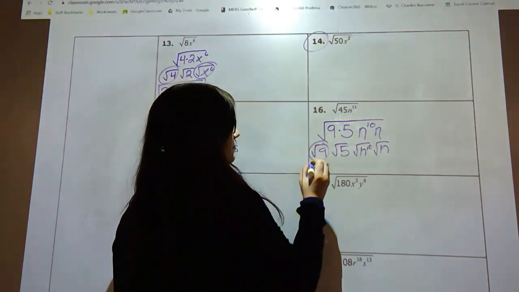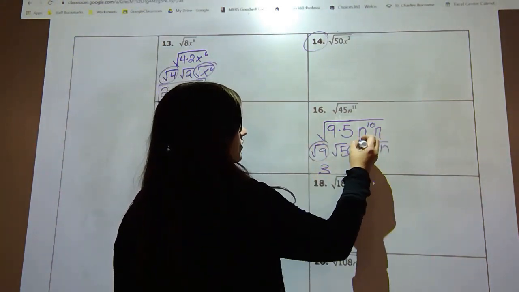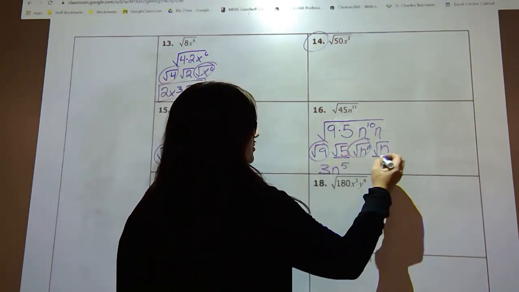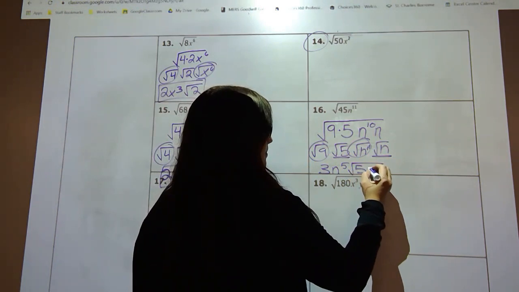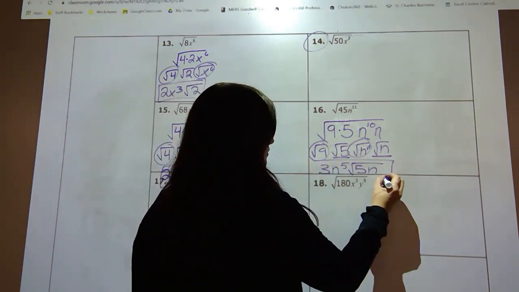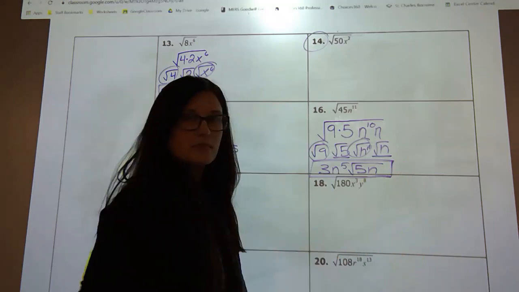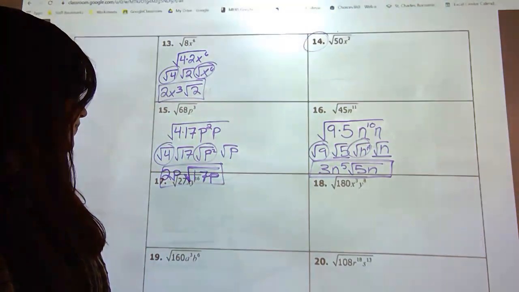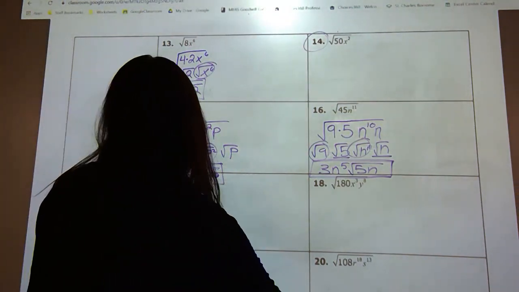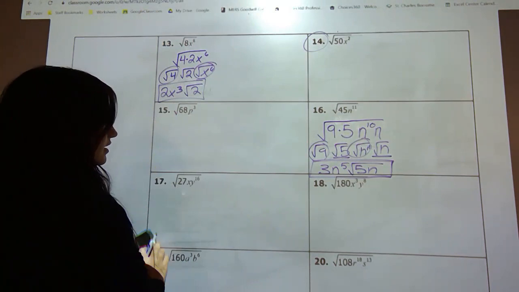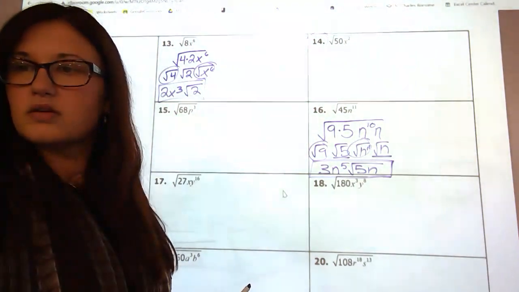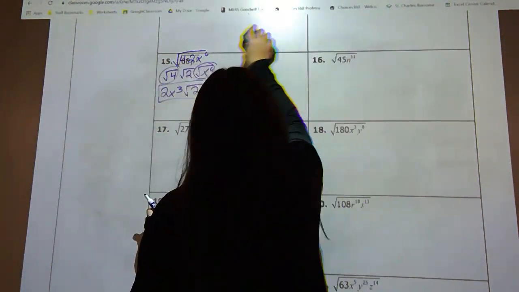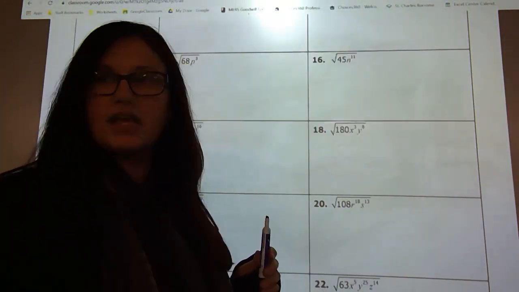Simplify the perfect squares. The square root of 9 is 3. The square root of n to the 10th is n to the 5th. The square root of 5 and the square root of n are not perfect, so I'll stick them back inside the same radical. So I have 3n to the 5th times the square root of 5n. I'm going to leave number 17 and 18 for you guys to do. To do number 17 and 18.